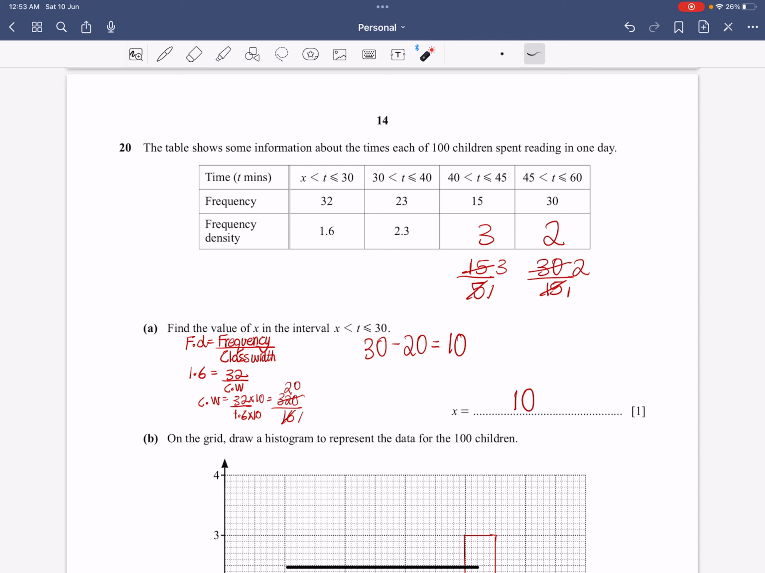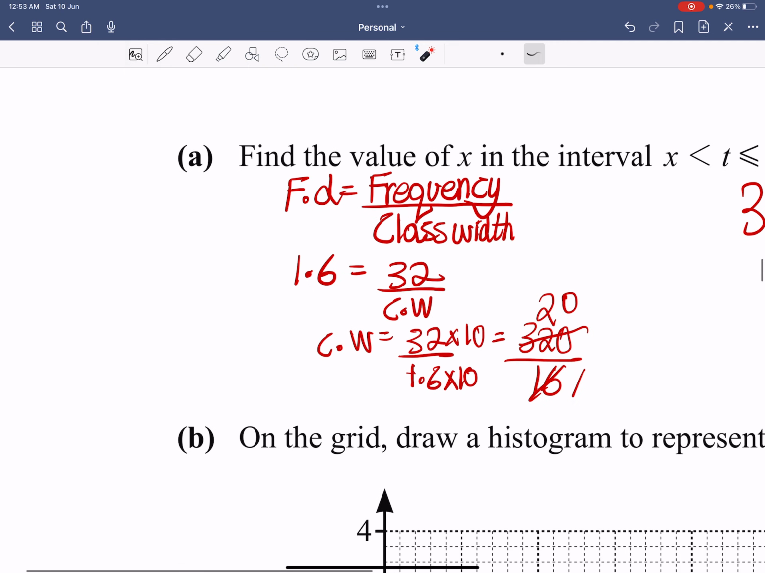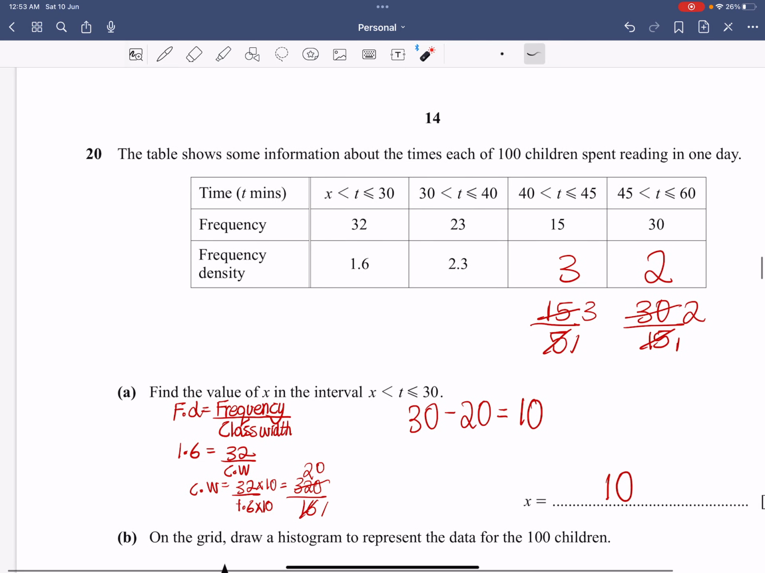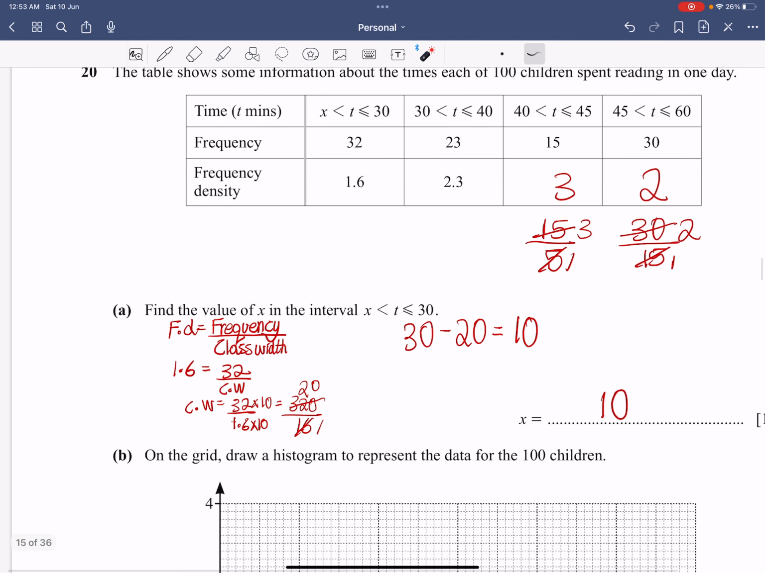Now they're telling you to find the value of x. So how will you find the value of x? They've given you the frequency density, they've given you the frequency, so you'll just apply the formula. Frequency density is frequency upon class width. So frequency density is 1.6 as mentioned in the question, and frequency is 32; 32 divided by 1.6 is 20. But make sure you see that 20 is our class width, not the value of x.